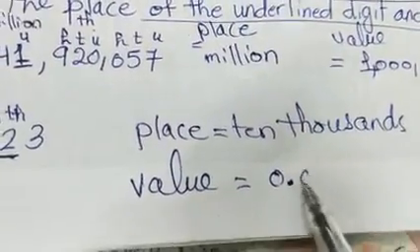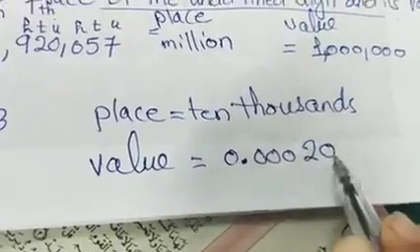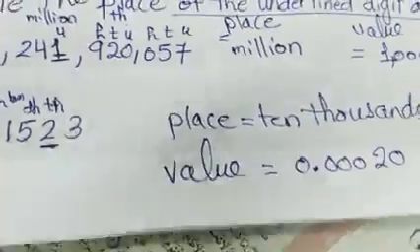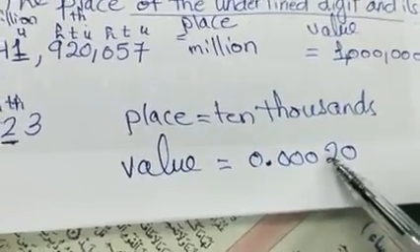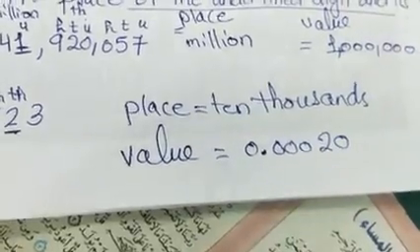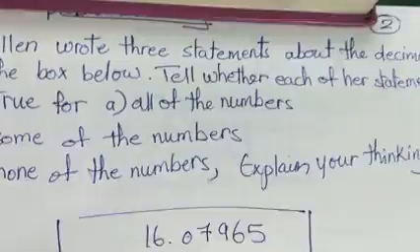I will put 1, 2, 3 zeros, then the 2, and put a 0 instead of the 3. So it will be 2 ten thousandths. This is the value, and the place is ten thousandths.